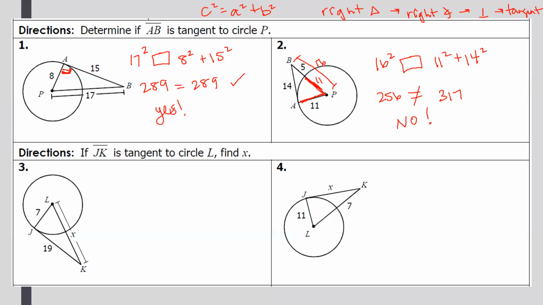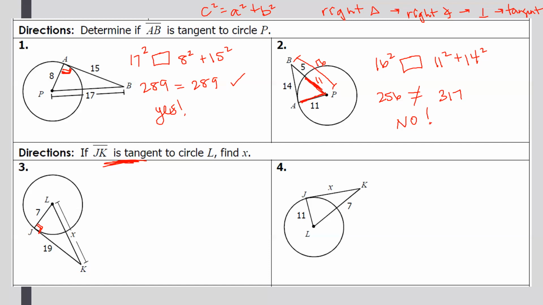Okay. Number 3 and 4 are saying, we're telling you it is tangent. We're not asking you if it is, we're telling you it's tangent. So as soon as you know that the line is tangent, you can go ahead and put that right angle symbol there. You know that's going to be true. Find the value of x. All right, well, Pythagorean theorem, right? Go ahead and use that Pythagorean theorem that we've grown to love so much and solve for x. Go ahead and round it to the nearest 10th.